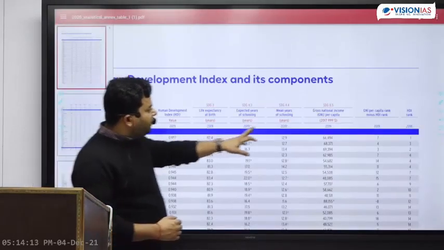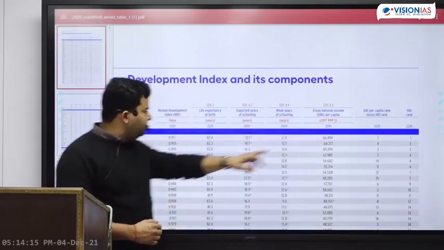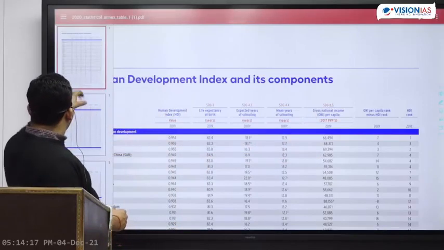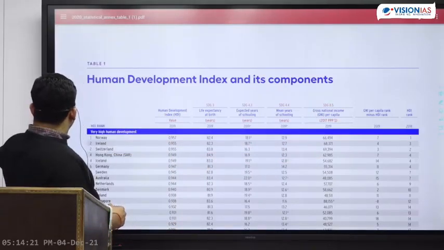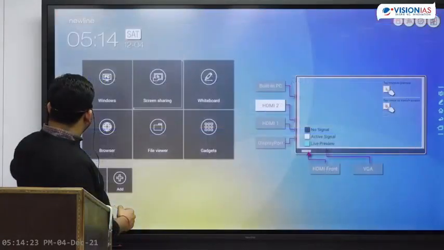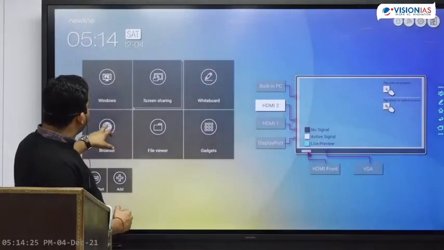If you see here, we got the comparison. This is the comparison. And you should be aware of it. I'm sure you have read it here and there.